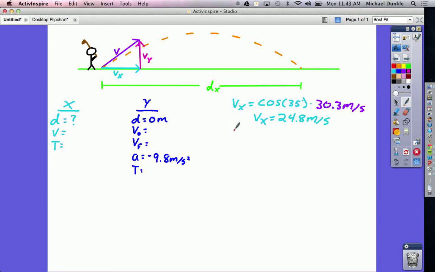And that's how fast the ball is going in the x direction. In the y direction, velocity in the y, that's the opposite side, so we use sine. It's the same angle, 35 degrees, multiplied by the initial speed, which is 30.3. And we get that the velocity in the y direction is 17.4 meters per second. Now I can plug those in to my x and y stuff.